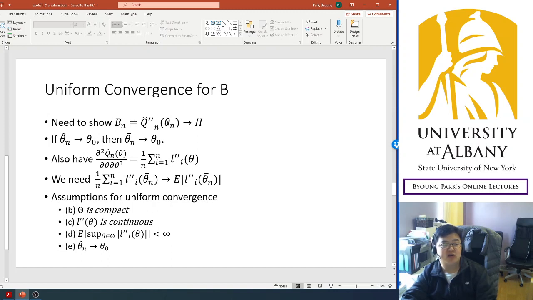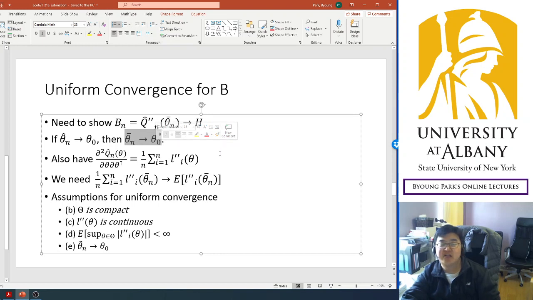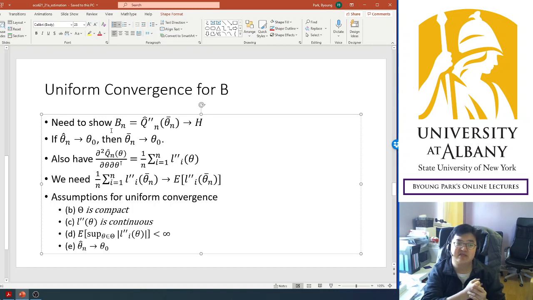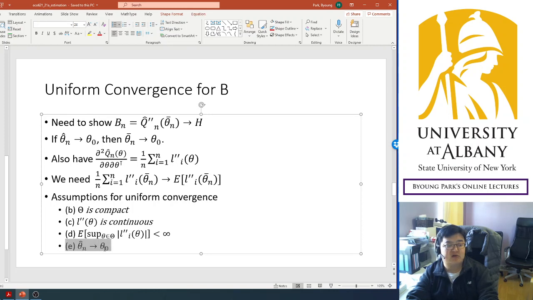We know you can show that the parameter, the intermediate value, converges to the true parameter if the estimator is consistent. We learned how to prove consistency, and if you have the consistency result, then the intermediate value also is consistent. So I use it as an assumption. This is already assumed. If you assume consistency, you have consistency of the intermediate value. So it's good.